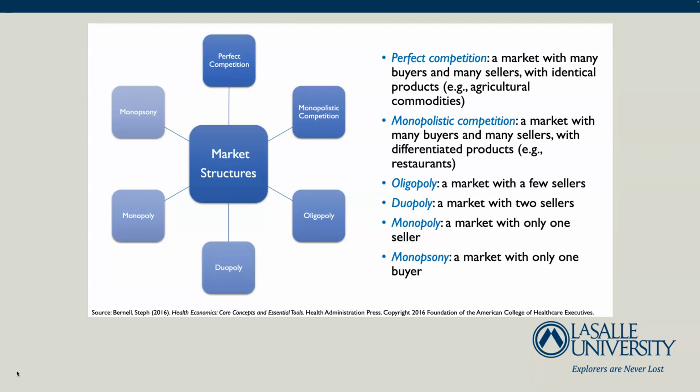And under monopsony, that's the flip side of monopoly. In that case, you have a market with only one buyer of healthcare goods and services, for instance. So we'll be considering each of these market structures in turn, starting out with perfect competition.